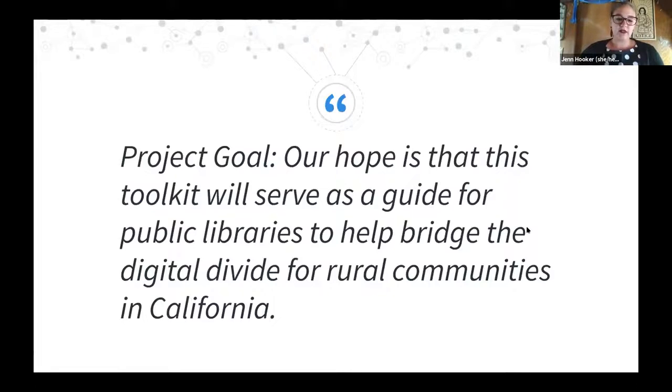The goal of this project is ultimately to provide rural serving libraries and related institutions with a step-by-step guide in how to work together to bridge the digital divide and better serve all communities.